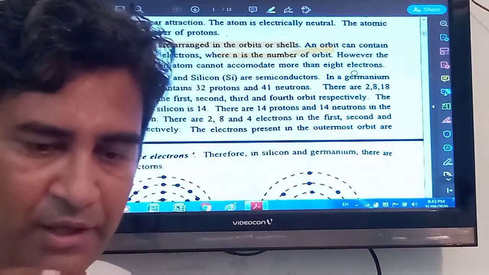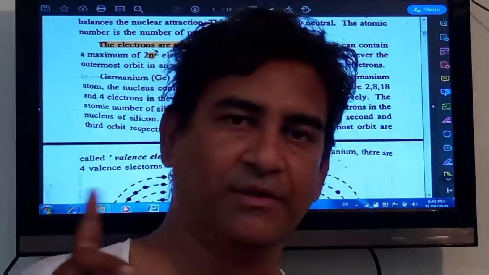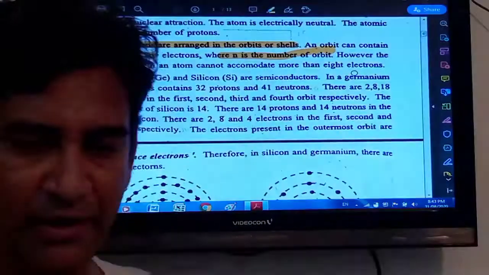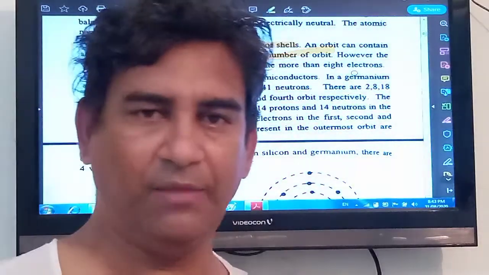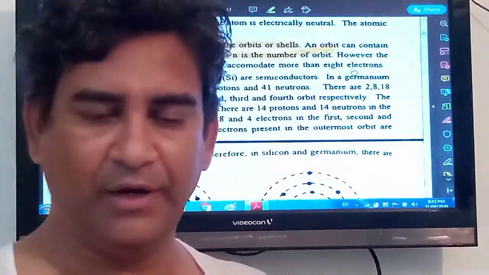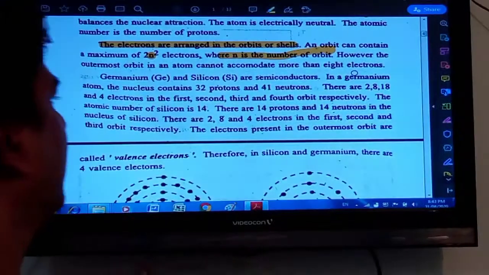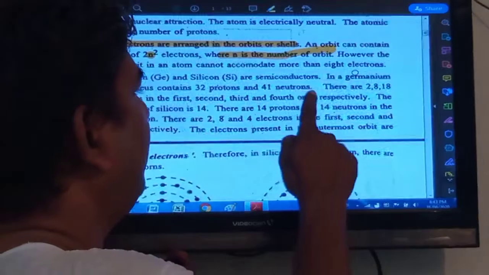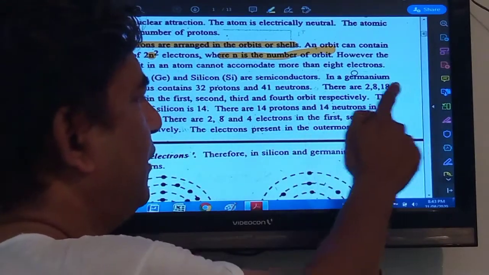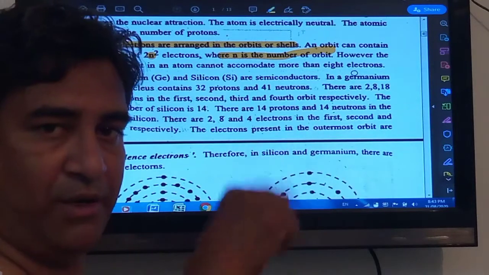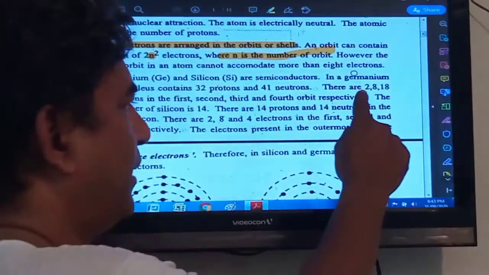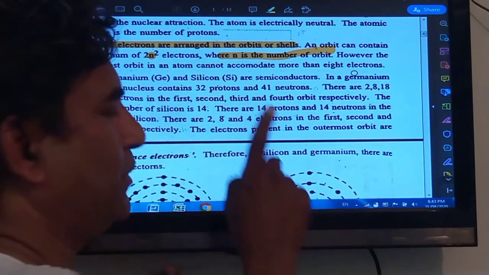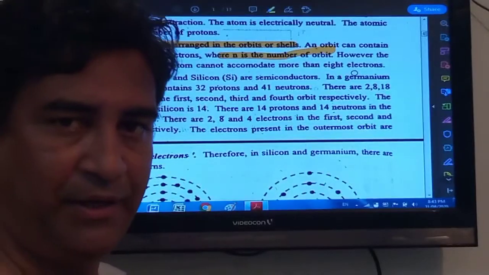Okay. Then the two types of semiconductor discussed in this topic are germanium and silicon. In a germanium atom, the nucleus contains 32 protons and 41 neutrons. If you are able to draw that structure, then you get 2, 8, 18 and 4 electrons.